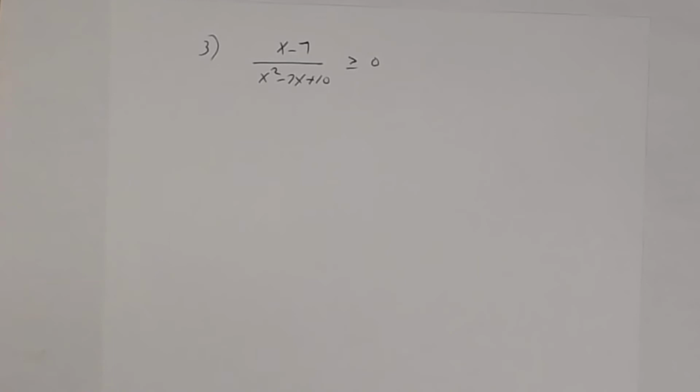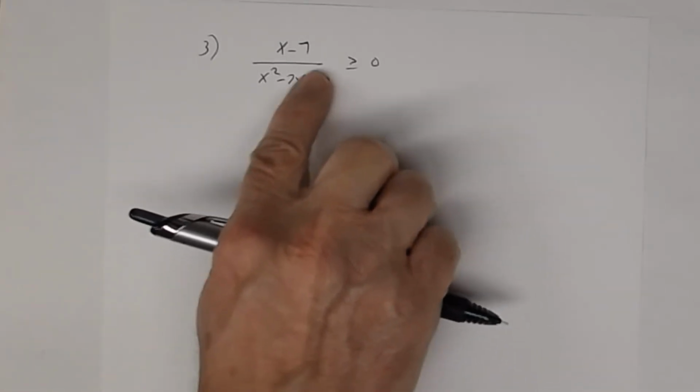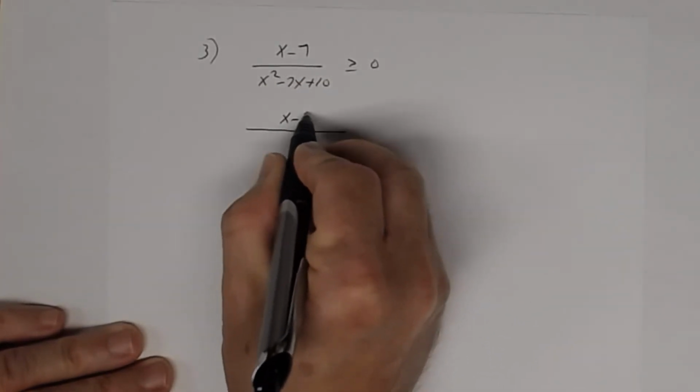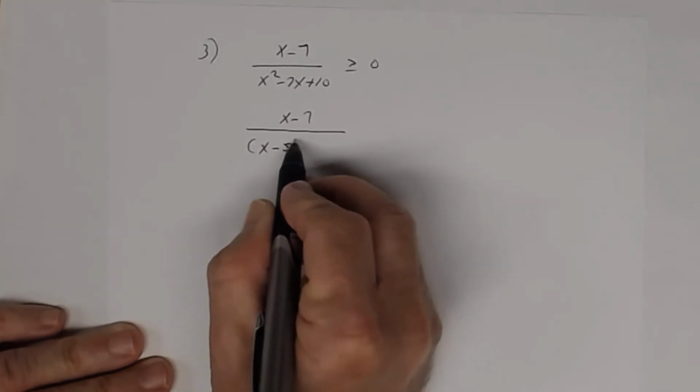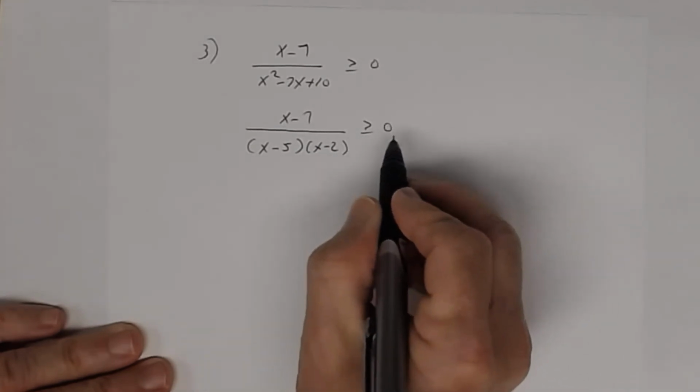Okay, so step number 1, remember, is to factor numerator and denominator. Notice, though, in this one, I can factor the denominator, so let's go and do that. So I have x minus 7. The denominator I can factor as x minus 5 times x minus 2. And then greater than or equal to 0.